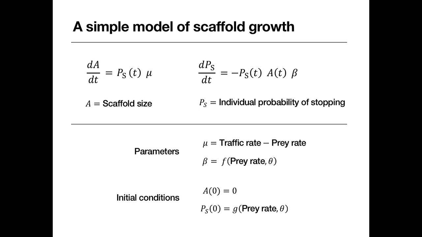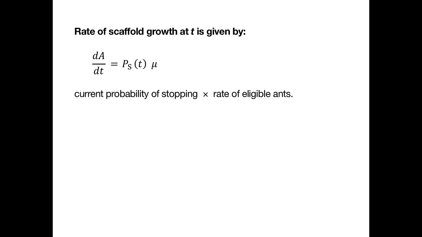And we only now have two free parameters that we need to worry about because this mu parameter is just basically the eligible ants. So all the traffic minus the prey, minus those carrying prey because they can't stop. And so we need to now estimate this beta parameter, which is related to that gain or tuning parameter, and this initial probability of stopping, which we can estimate from the data.